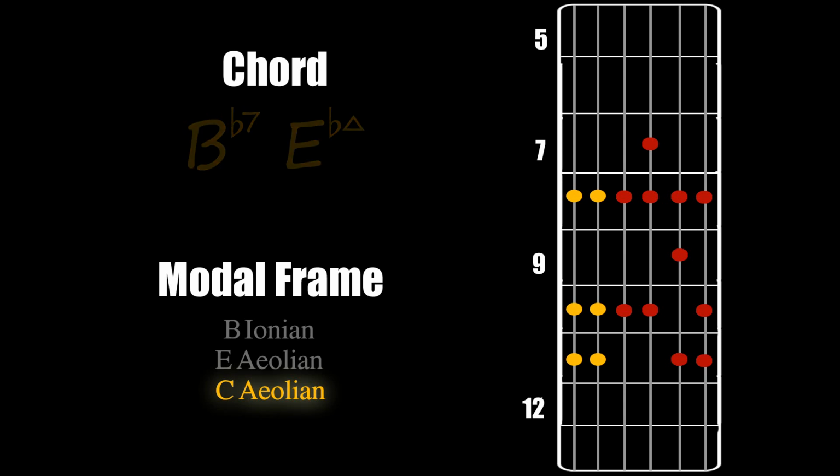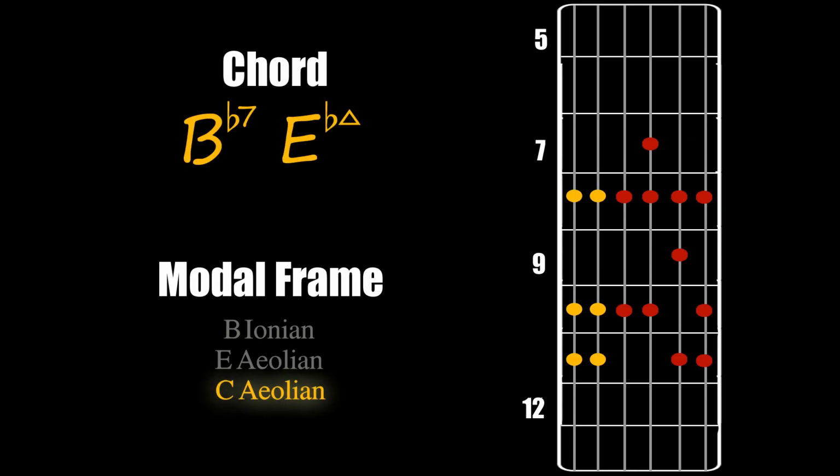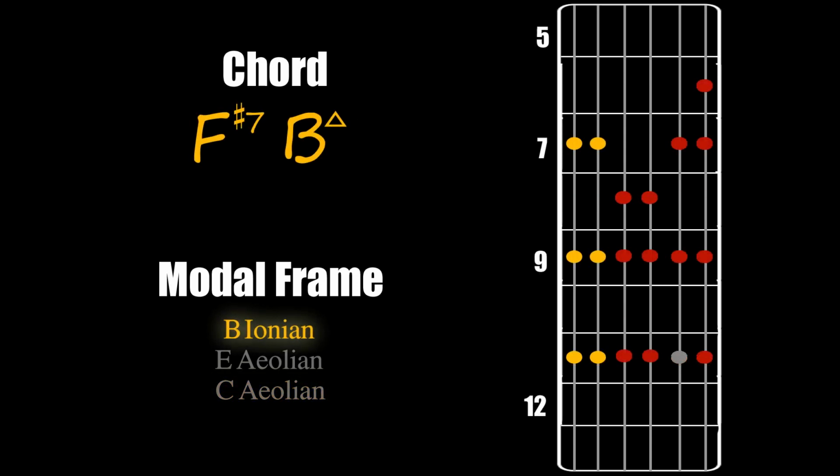And next is the 2-5-1 in G major, given by A minor to D7. And here we'll go ahead and grab the E Aeolian mode and then settle down into G major. And for the B flat 7 to E flat major, we'll switch quickly back to that C Aeolian frame, and then prepare for the next chords F sharp 7 to B major, in which we'll go back to the B Ionian frame. Again, connecting your ideas should be seamless here because we aren't really moving our hand position much at all.